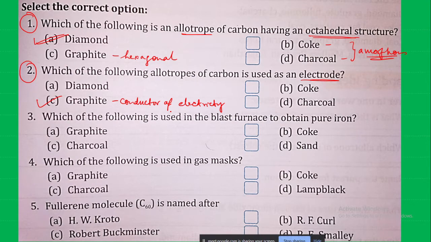Sir, in the blast furnace, we have to use only the amorphous form, because crystalline structures are not allowed. Then why are we not using charcoal, sir, instead of coke? Because charcoal is the impure form.